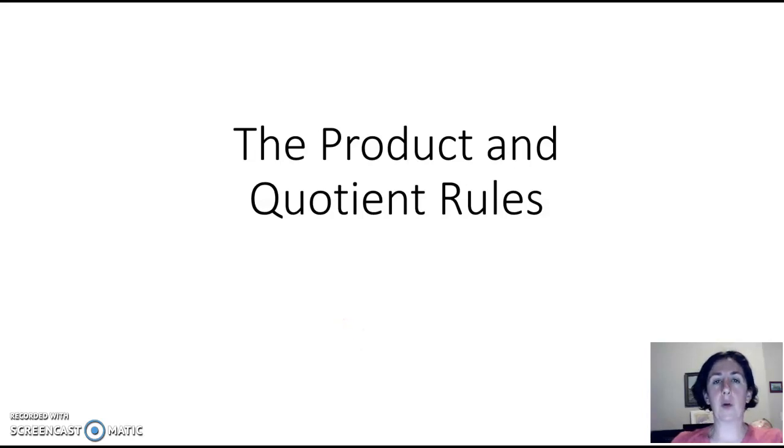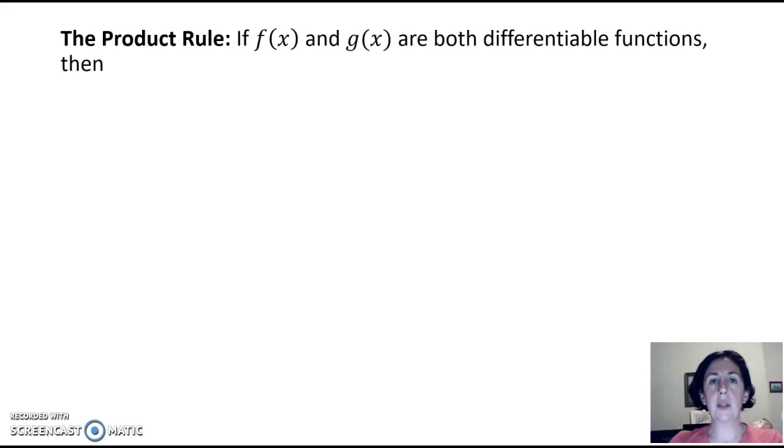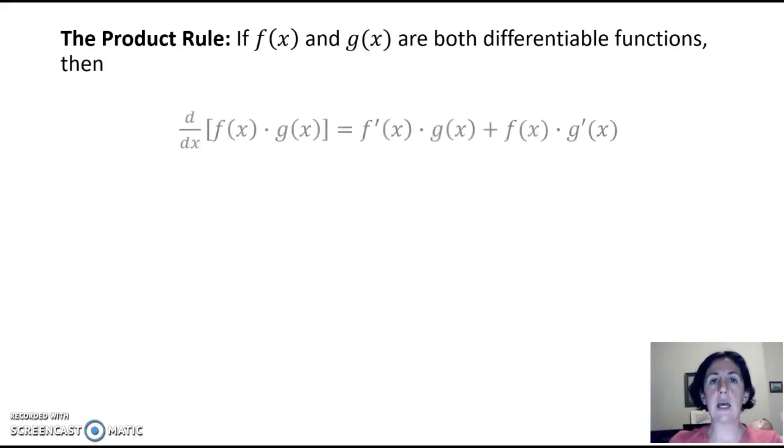Today we're going to talk about the product rule and the quotient rule for differentiation. So we'll start with the product rule. The product rule says that if f of x and g of x are both differentiable functions, then the derivative of f of x times g of x will be the derivative of f of x times g of x plus f of x times the derivative of g of x.